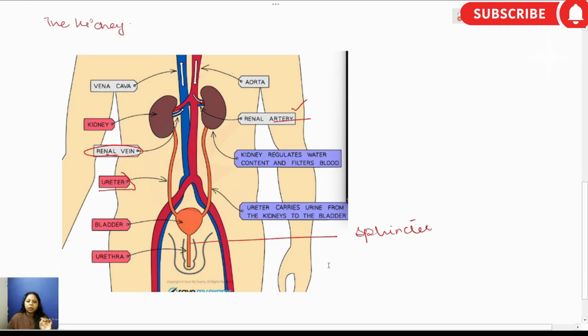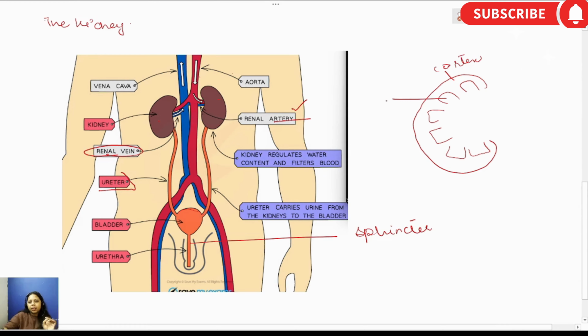When we talk about the kidney, it has an internal structure. The outer side is known as the cortex. The inner side is known as the medulla. And this place is known as the pelvis.